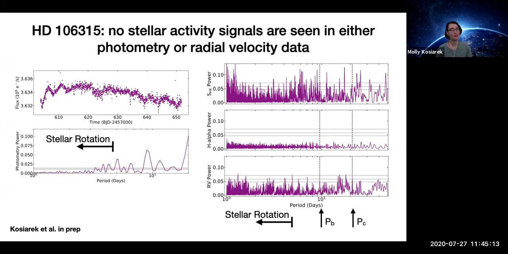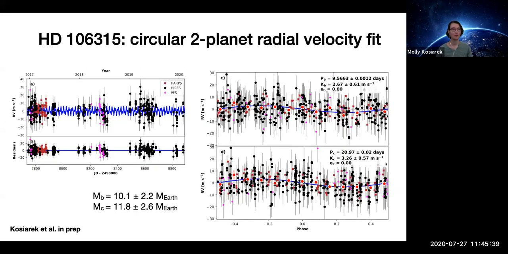I additionally tried fitting each of these data series with a Gaussian process to look for the rotation period that way, since the solar data project showed that the Gaussian process was slightly better at picking out a solar rotation period compared to the periodogram analyses, but I didn't find any conclusive results in that either. Therefore, for this system, we're not using a Gaussian process in our radial velocity analysis. So we're doing just a circular 2-planet RV fit.